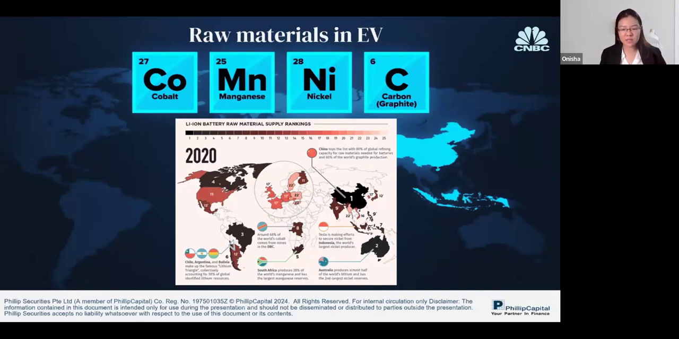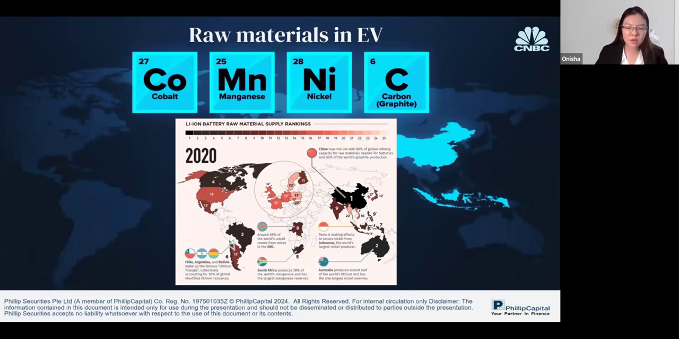China has around 93 mega factories producing these batteries, compared to only 4 in the US. Right. Producing these batteries needs all these key materials, which are cobalt, manganese, nickel, and carbon. The main producers of the raw lithium are China, South Africa, Indonesia, Australia, and the Democratic Republic of Congo, DRC, as you see here.